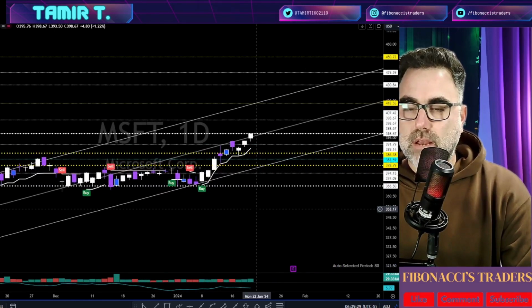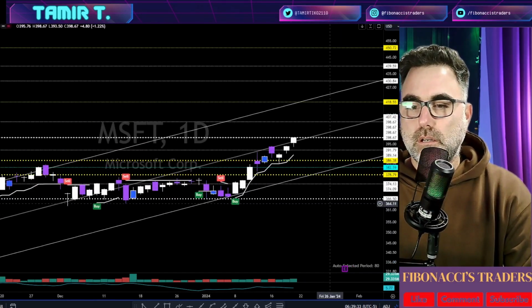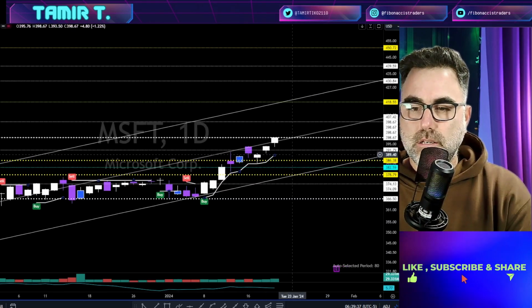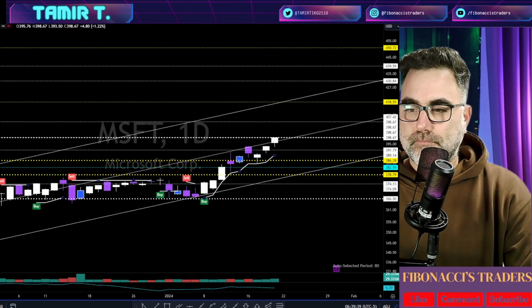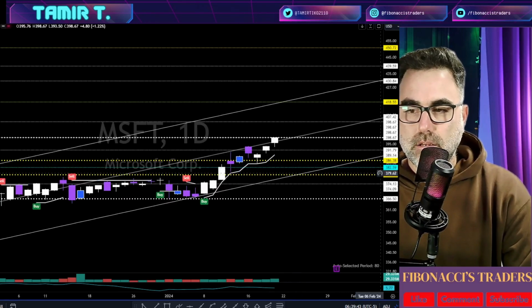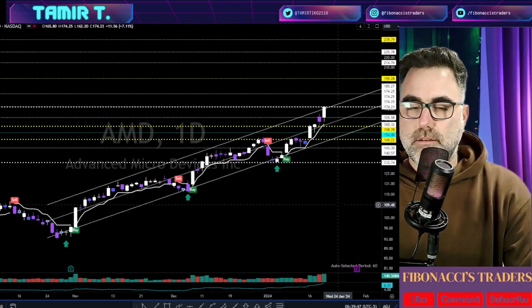If you're long on Microsoft, you don't need to think, where should I put my stop loss? You have this line. This is your risk management line. Put your stop loss where it says 389. So your stop loss on Microsoft now should be 389.